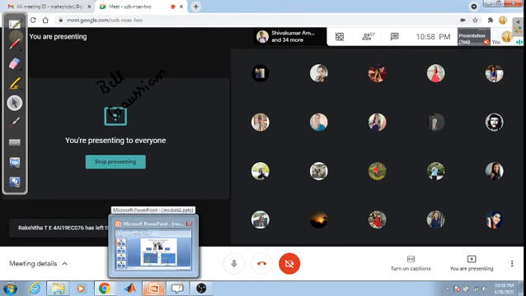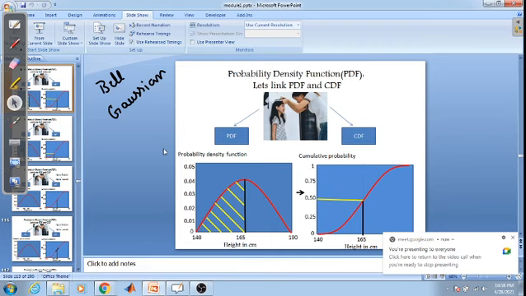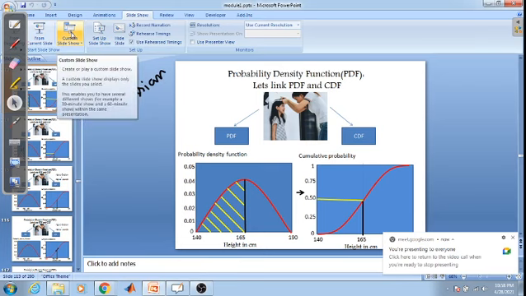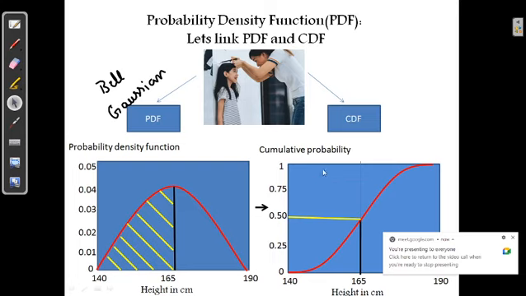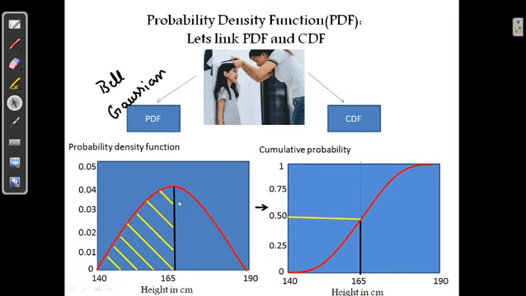ಇಷ್ಟು ಗೊತ್ತಾಯ್ತಾ ಈಗ? Hello, am I audible? Hello? Yes, sir. Okay, so this information provides what? 50% of the students lie within what? 140 to 165 centimeter. Okay, ಸೊ ಅರ್ಥ ಆಗದೇ ಹೋದರೆ ಕರೆಕ್ಟಾಗಿ ಕೇಳ್ಕೊಳ್ಳಿ.